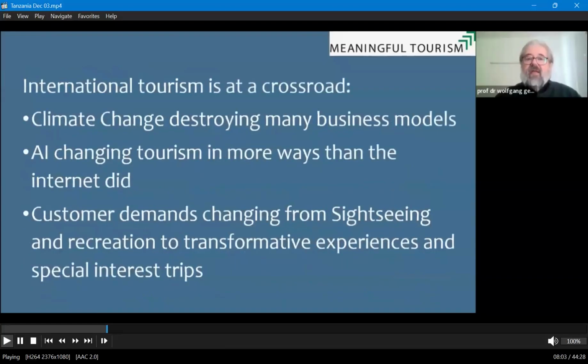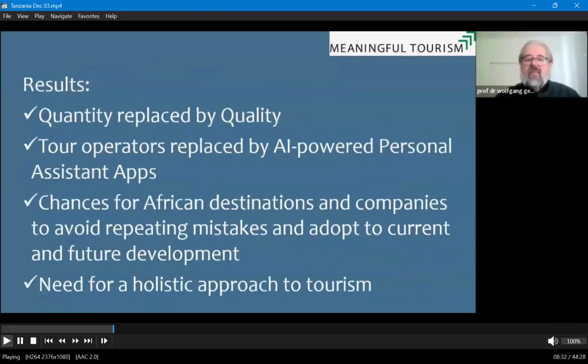So let's have a look where we are now. International tourism obviously is at a crossroad. We see that climate change is destroying many business models which were successful in the past. We see AI is changing tourism in more ways than even the internet did in the past. And we also see that customers' demand is changing from sightseeing and recreation to transformative experiences and special interest.